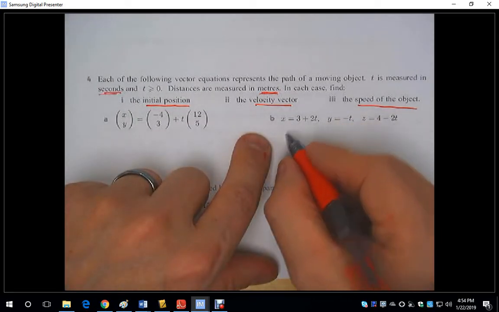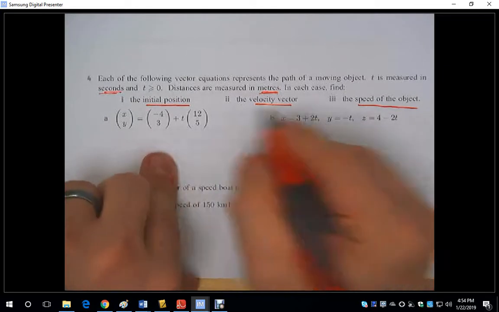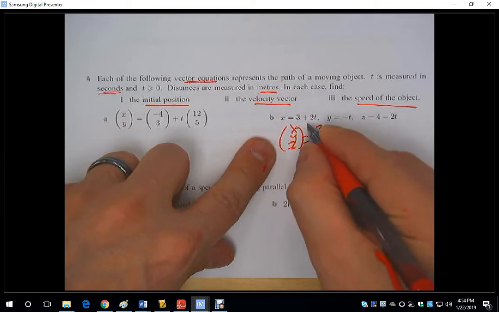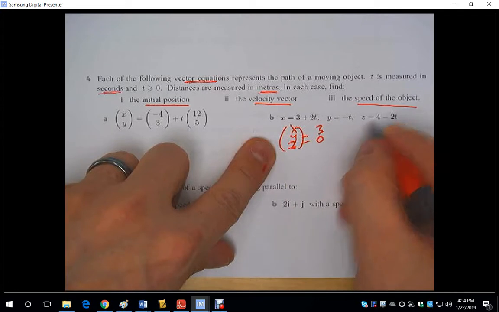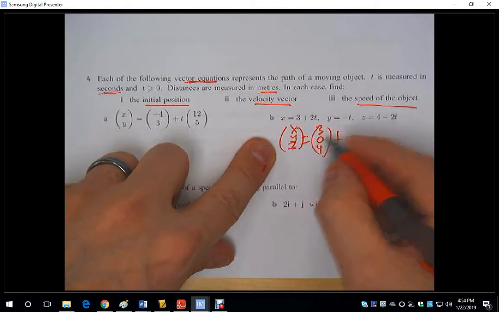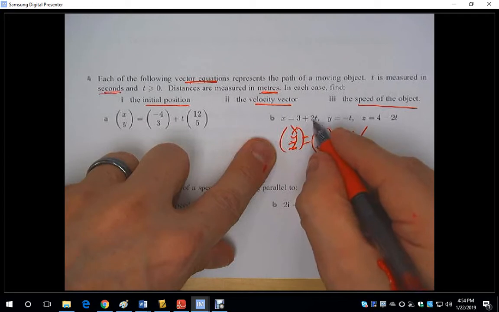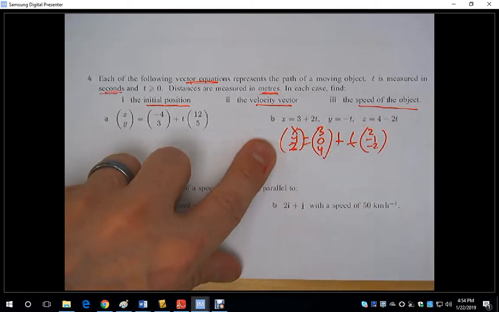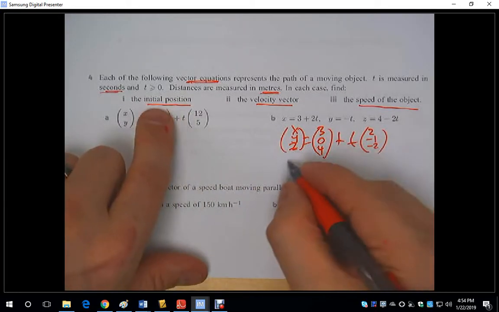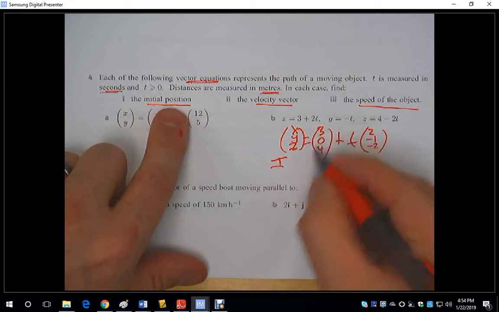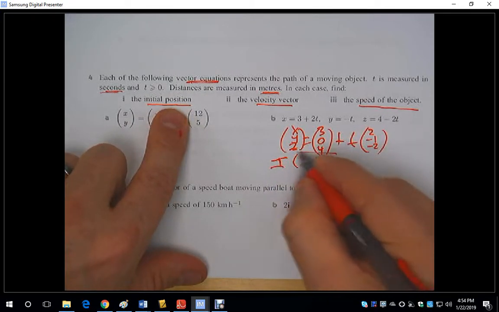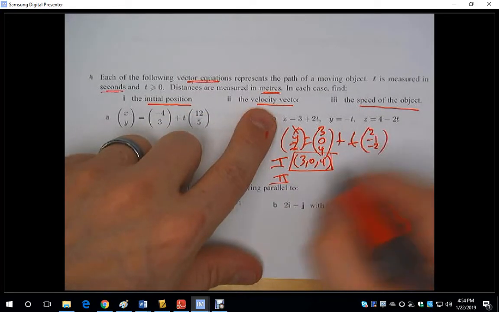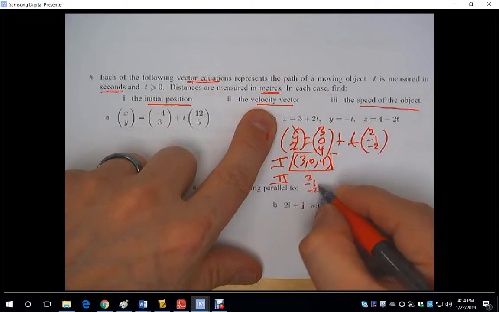The first thing I'm going to do is rewrite these parametric equations into a vector equation. That gives me (x, y, z) equals (3, 0, 4) plus t times my direction vector of (2, -1, -2). So, what is the initial position? The initial position is at (3, 0, 4). My velocity vector is going to be (2, -1, -2).